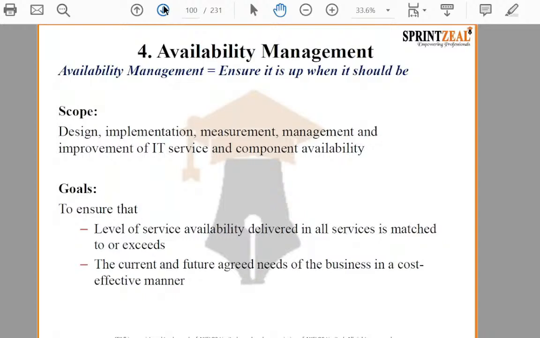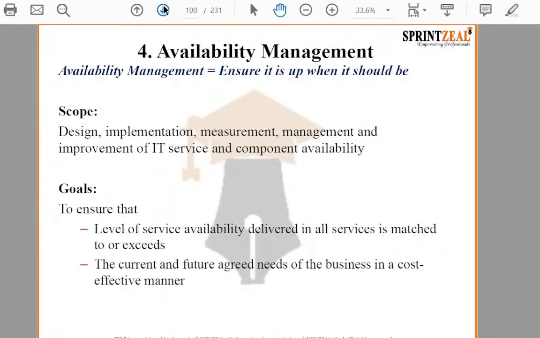Availability management is ensuring it is up when it should be. So availability management is all about ensuring that the thing that you need is available when you need it. So it's planning for today. It's planning for right now. The scope of availability management is to design, implement, measure, manage, and improve IT service and component availability. It's only concerned with availability management.